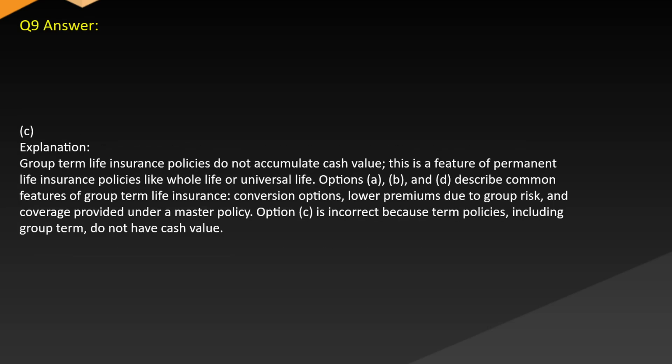Answer C. Explanation. Group term life insurance policies do not accumulate cash value. This is a feature of permanent life insurance policies like whole life or universal life. Options A, B, and D describe common features of group term life insurance: conversion options, low premiums due to group risk, and coverage provided under a master policy. Option C is incorrect because term policies, including group term, do not have cash value.